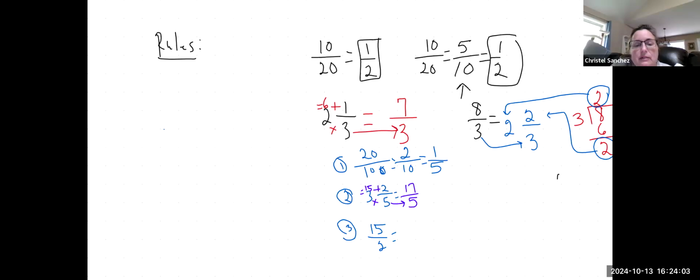Okay. And then on the last one, we're going to change this to a mixed number. So we've got to figure out how many times 2 goes into 15 and then how many we have left. All right. So remember, 15 is our top number, so it's going to go inside of our house. So 2 goes into 15 7 times. 7 times 2 is 14. And then we have 1 left.